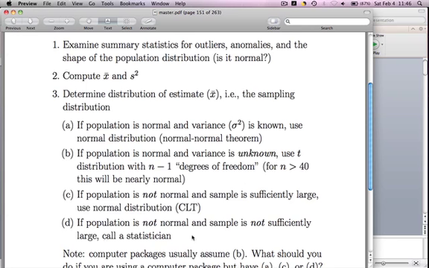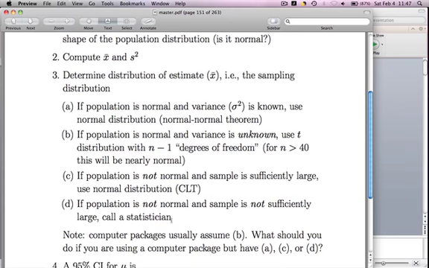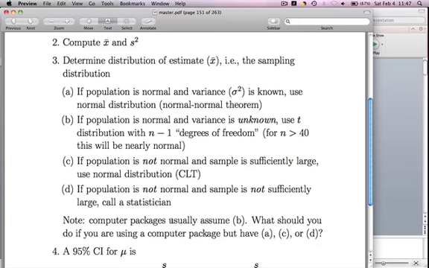Okay, so just to recap, if you're sampling from a normal population, just use a t-distribution. If you have a non-normal population, but your sample size is big enough, then you can use the central limit theorem. If the population's not normal and you have a pretty small sample size, then you better call a statistician. That's it for the t-distribution. I'll now do some problems.